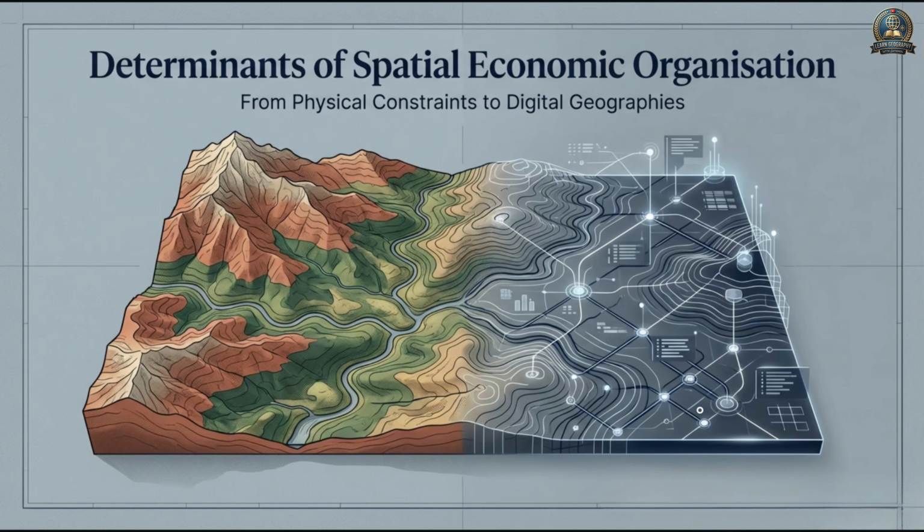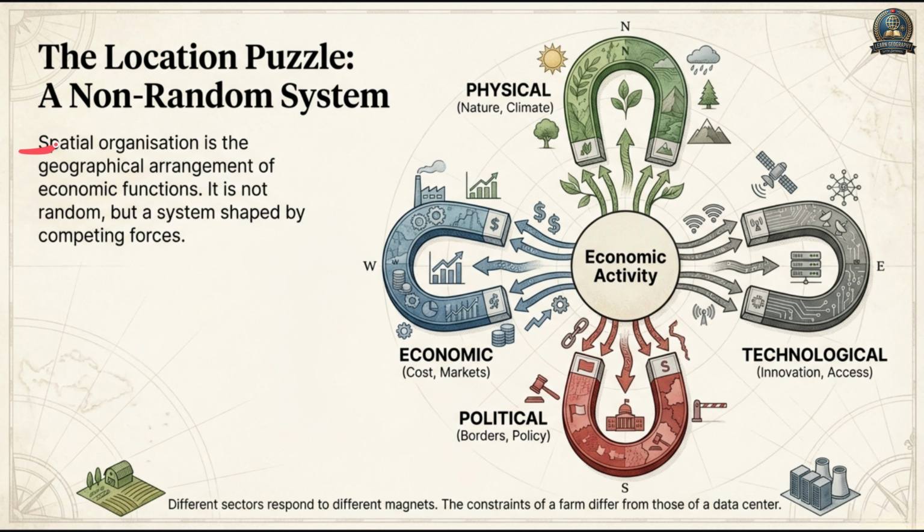Good morning everyone. In this class we are going to discuss the determinants of spatial economic organization. It means the determining factors of different kinds of economic activities on the surface, from physical constraints to digital geographies. Okay, now first of all, what is spatial organization? Spatial organization is the geographical arrangement of economic functions. It is not random but a system shaped by competing forces.